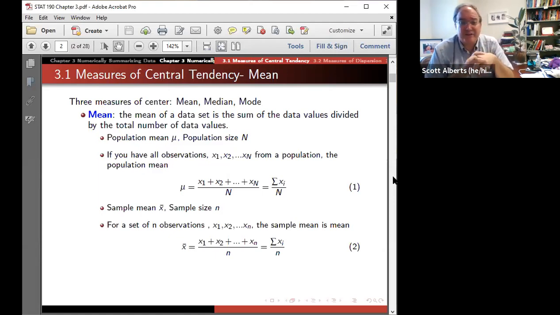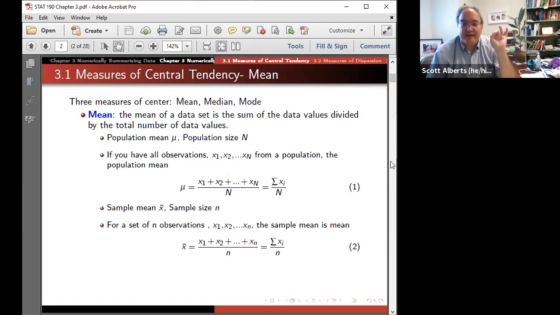The data set center, we have three ways we measure that: mean, median, or mode. The mean is the arithmetic average. You've probably seen this before in other classes, but you just add up how many there are and you divide by it. You remember StatCrunch or Minitab or whatever, or Excel for that matter, can calculate the mean pretty easily as you do that. Whether it's a population or a sample doesn't matter for that.